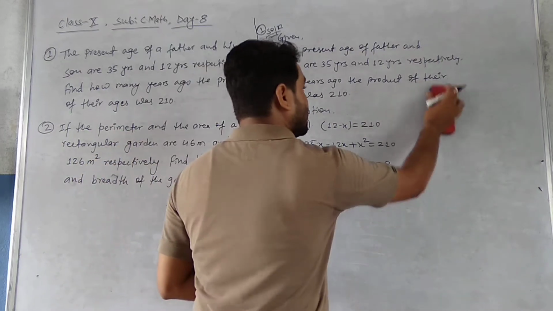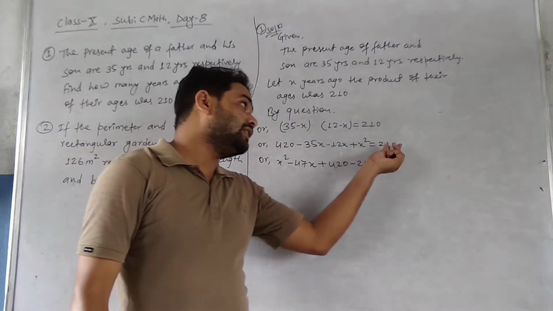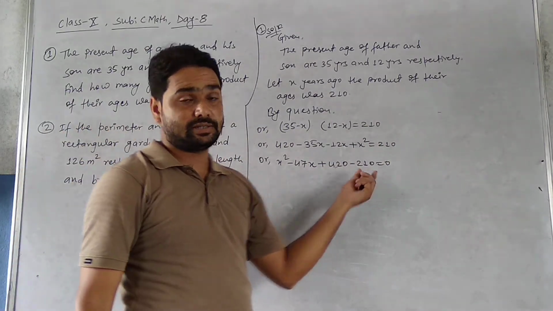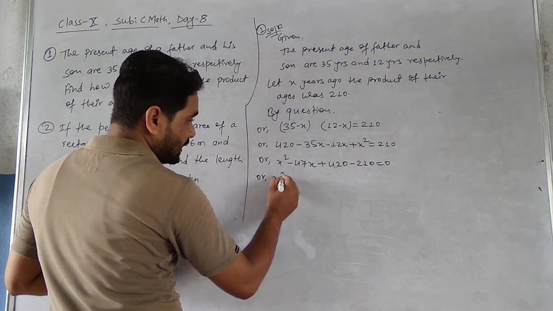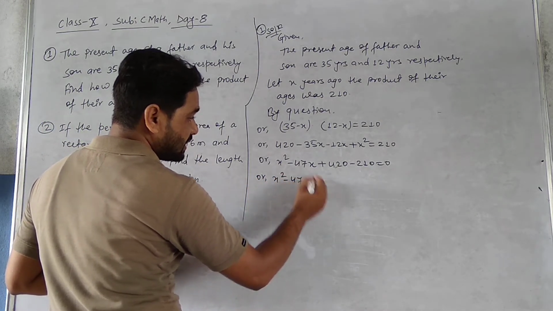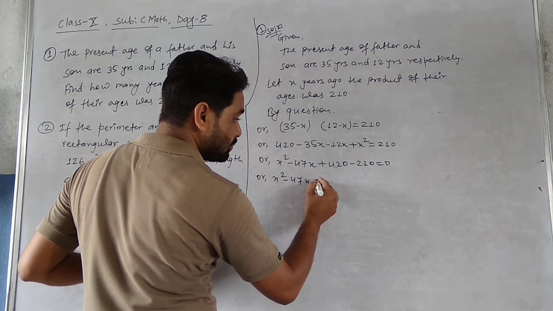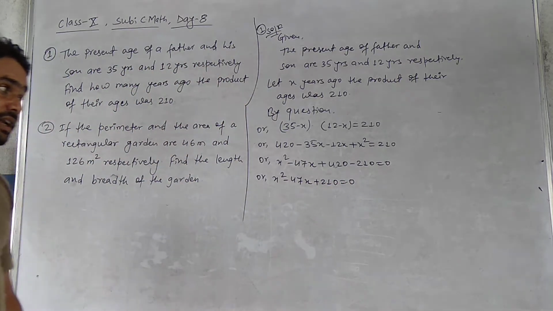Now look at this: 420 is positive, so it stays positive, and this 210 comes to this side. When it comes to that side, it becomes minus. So this is our x square minus 47x, and 420 minus 210 we get plus 210 equals 0. This is our equation.